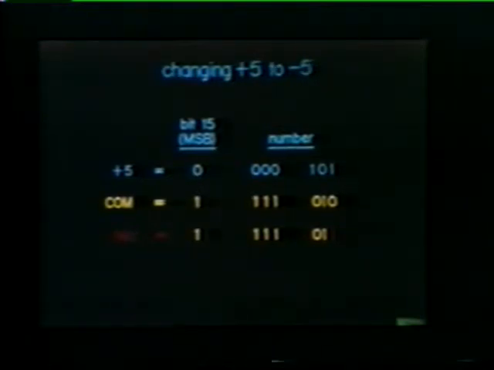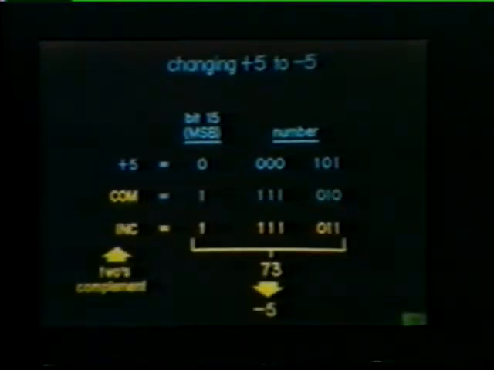First, we complement the entire number, including bit 15. When a number is complemented, all zeros are changed to ones, and all ones are changed to zeros. The second step is to add 1, or to increment, the number. This complementing and incrementing process provides the 2's complement form of the number.